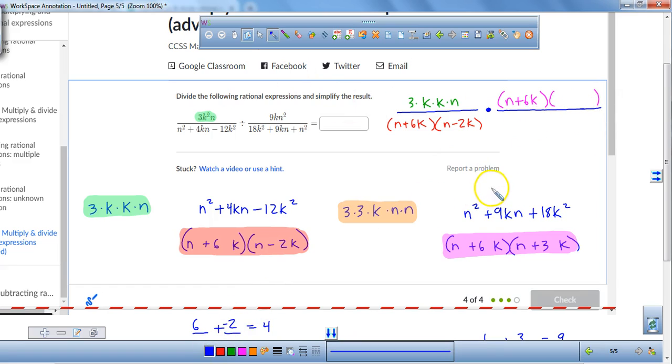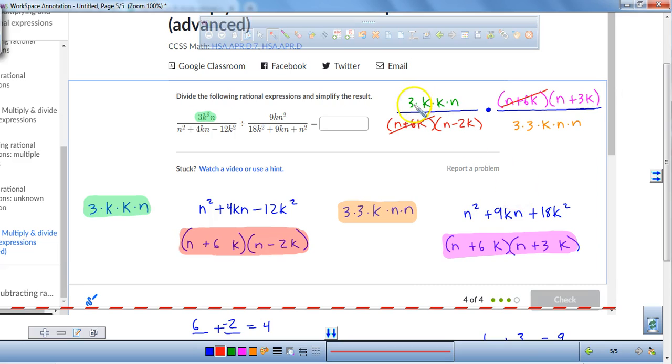All right, and then what else do we have? Oh, N plus 3k. And then here in the denominator, we're going to write a 3 times a 3 times a k times an N times an N. All right, so now here we go. Let's start thinking about what things we can finally start slashing out. The first thing I'm going to do is this N plus 6k and this N plus 6k. Get those taken out of the expression.